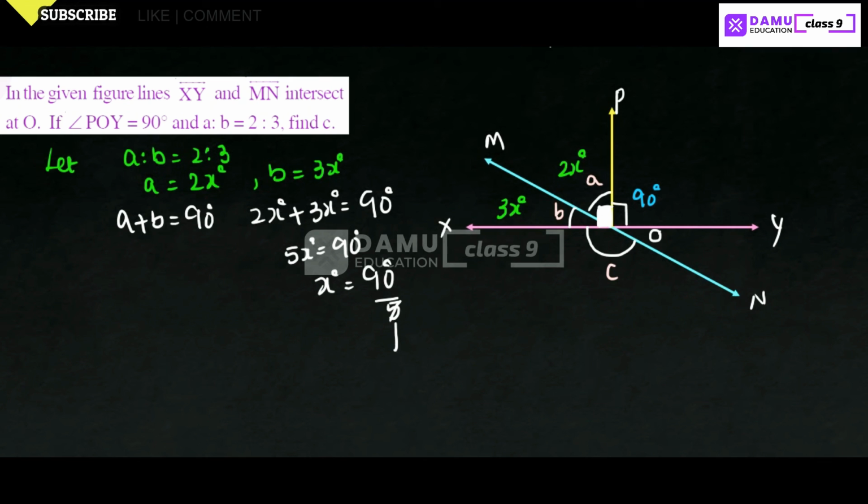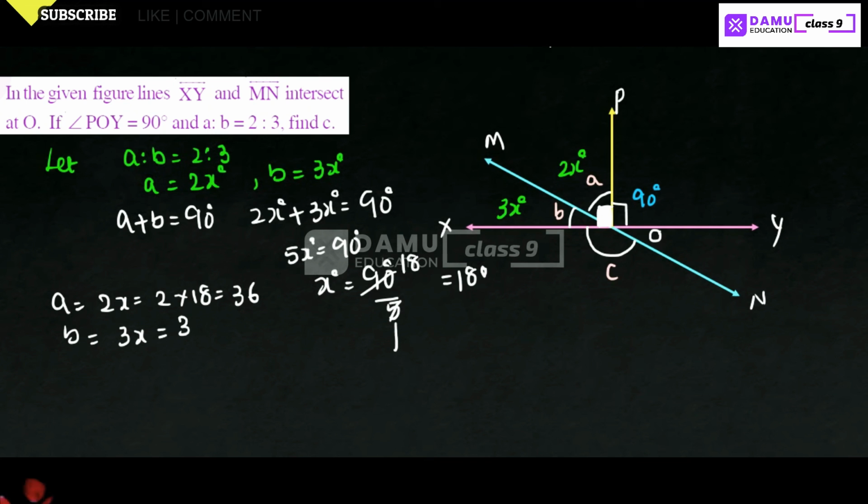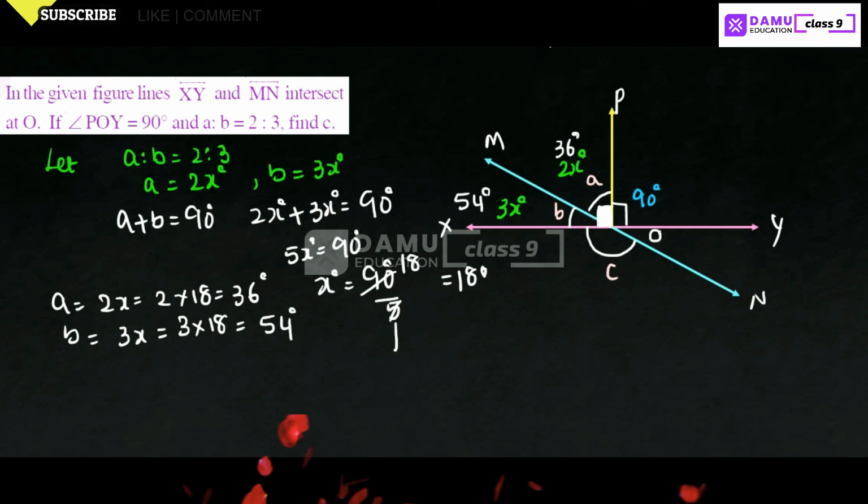So 5 eights are, 5 ones are, then what will you get? 5 eights are, that is 18 degrees. So let's take A is equal to 2x, that is 2 into 18, so 36. Then B is equal to 3x, that is 3 into 18, 54. So these are the values. So here 36 degrees, here 54 degrees. These are the angles at this point.